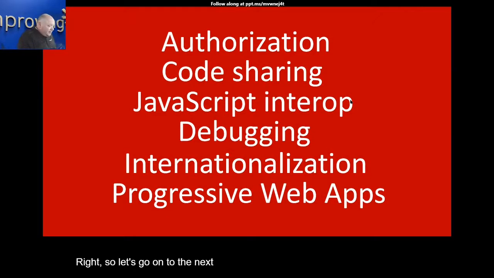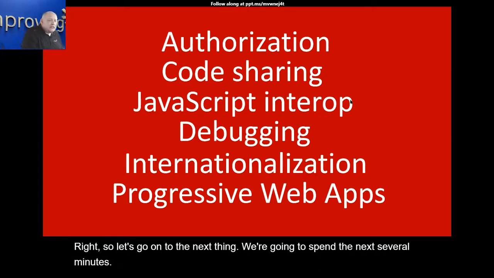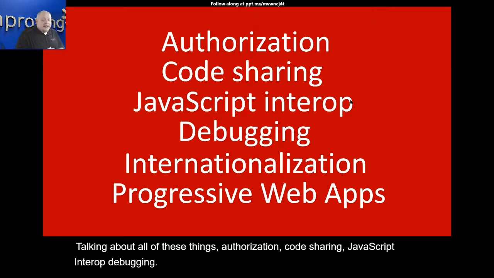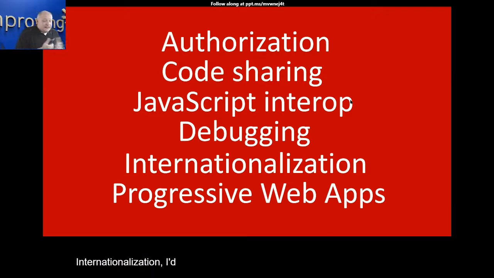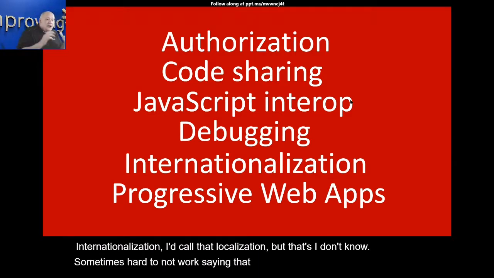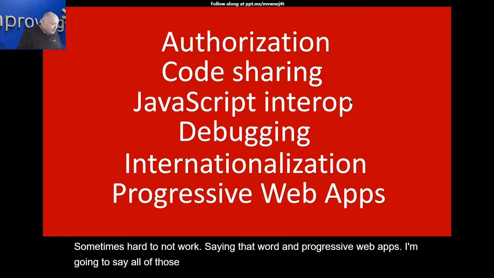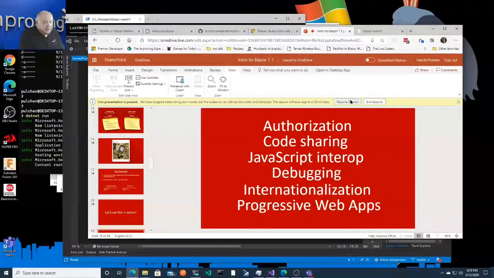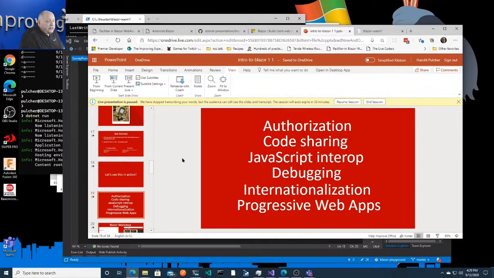I'm going to spend the next several minutes talking about all of these things: authorization, code sharing, JavaScript interop, debugging, internationalization. I call that localization. Sometimes I have a hard time saying that word. And progressive web apps. We're going to talk about all those things pretty quickly and go through and show you them. Right? So, saying that, need to get out of here and go on with it.